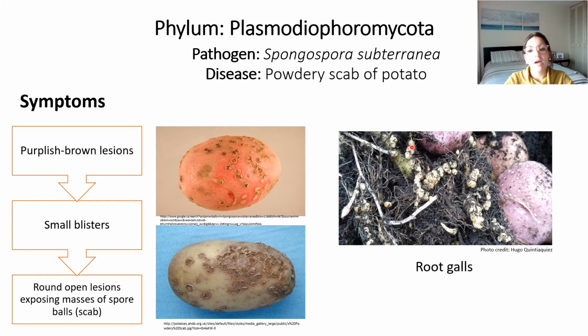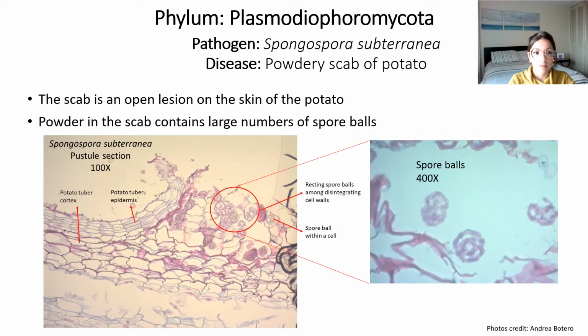And in roots we have the same galling as we had in Plasmodiophora, but this is caused by another pathogen. We know this disease as powdery scab because scab is an open lesion on the skin of the potato, and here we have a powder which contains large numbers of spore balls.